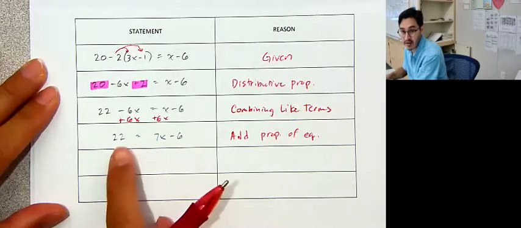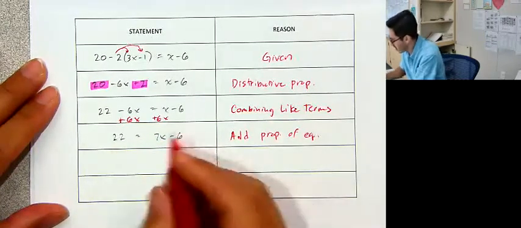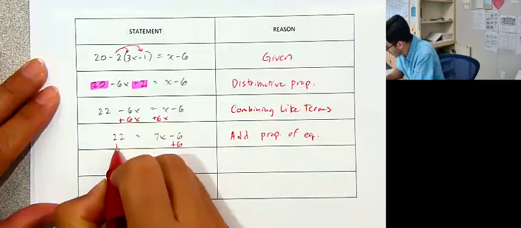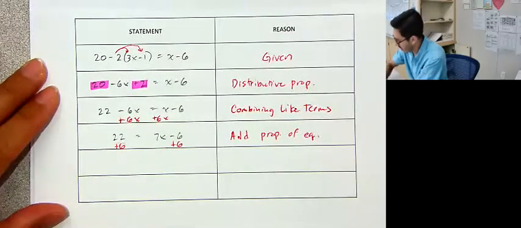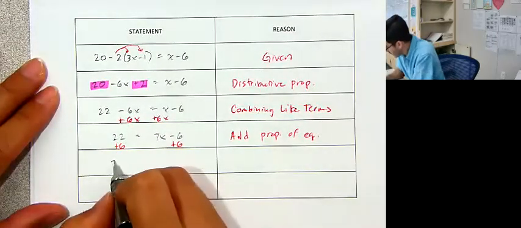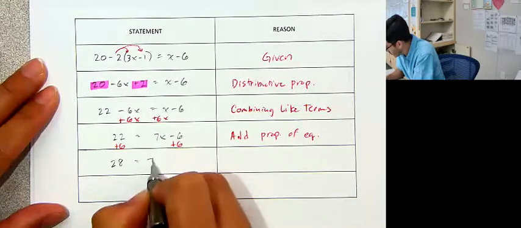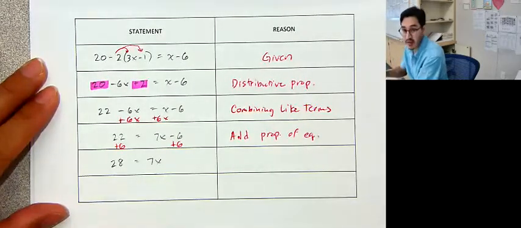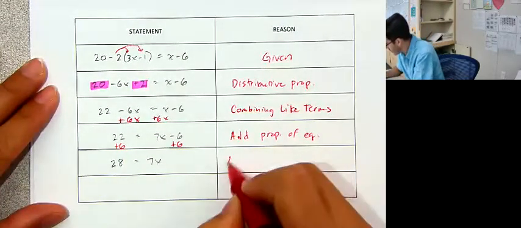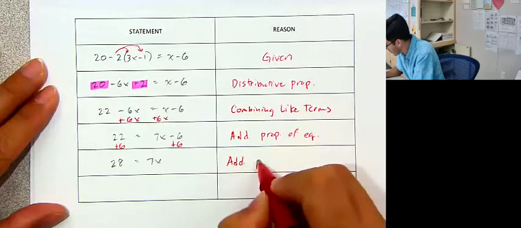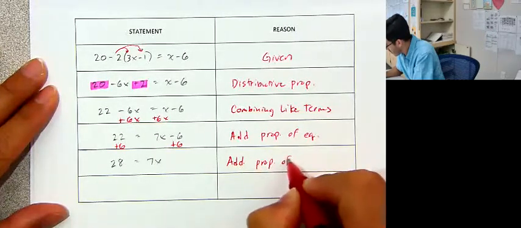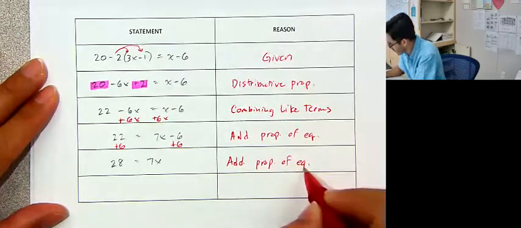Well, I want all my constant terms to be on the left-hand side. So I'll add 6 to both sides. And I'll get 28 equals 7x. So again, look back at the last step I did in red. I added the same amount to both expressions. So that's the addition property of equality one more time.